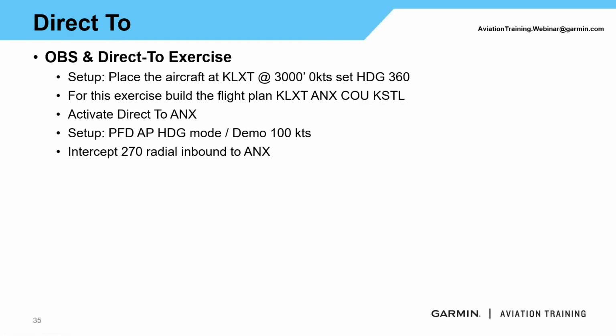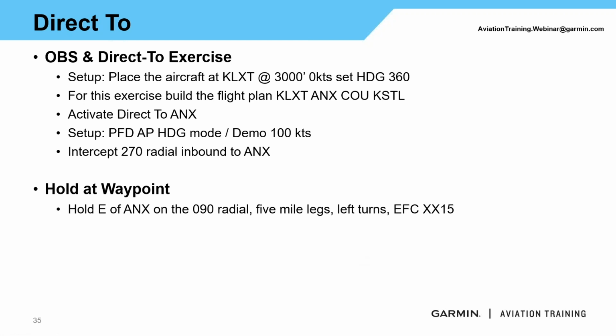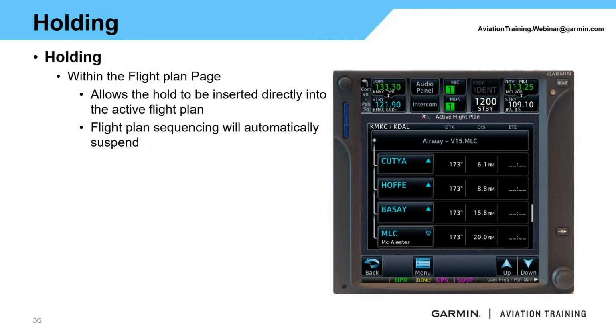All right, so next thing up on this little scenario is the hold at waypoint. And they say hold east of ANX on the 090 radial, 5 mile legs, left turns, expect further clearance 15 minutes past the hour. So we're going to look at the GTN first and then go over to the G1000.